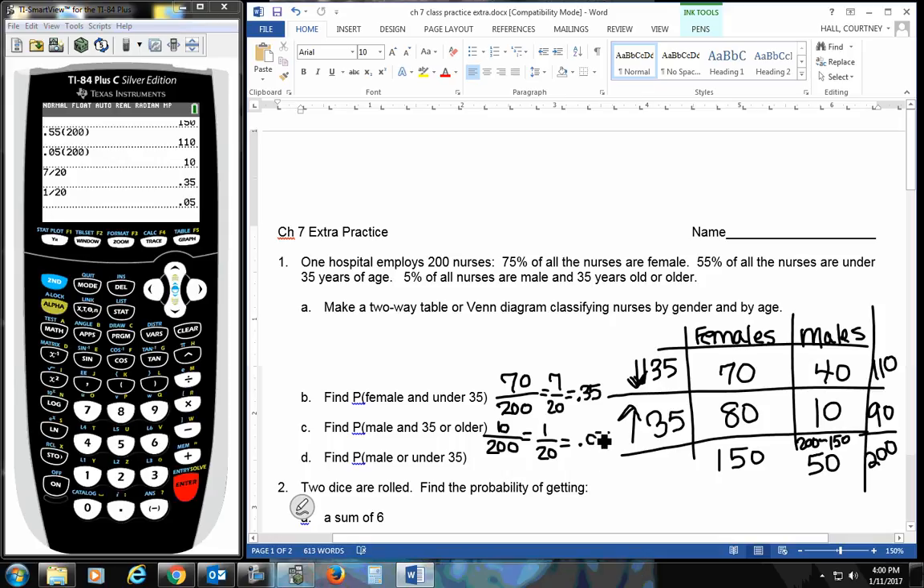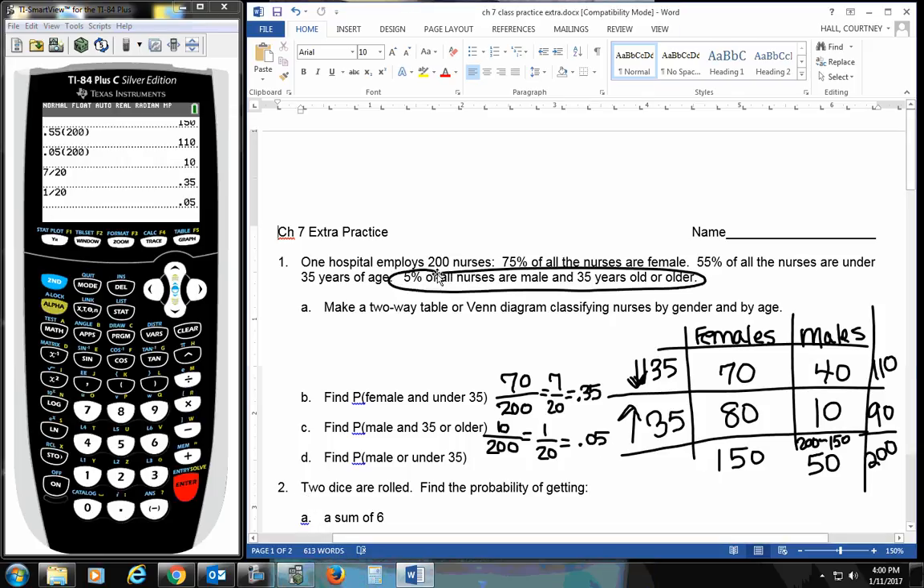So 0.05 are both male and 35 or older, which honestly, they gave you that in the scenario. So it's kind of nice to be able to verify that that is actually true. So our setup must be pretty good. Okay, so moving on, part C.